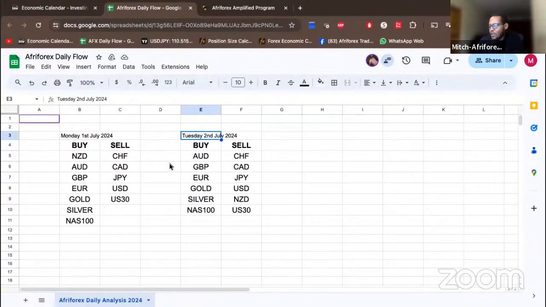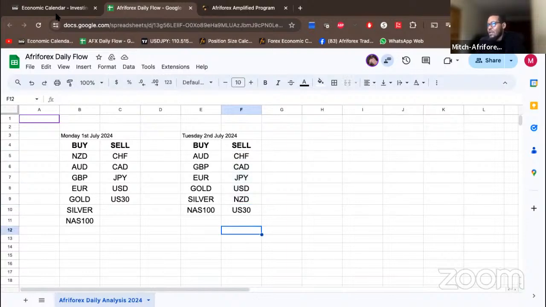So the only difference is actually the New Zealand dollar. You can see the New Zealand dollar, we did have it on the buy side yesterday, as well as the Australian dollar, the British pound, and the euro. However, today it's no longer on the buy side, it has moved to the sell side. So our focus is going to be looking for buying opportunities on the Australian dollar, the British pound, as well as the euro. And we're going to mix all of these pairs with all the pairs on the sell side. So that's the Swiss franc, the Canadian dollar, the Japanese yen, the US dollar, as well as the New Zealand dollar.